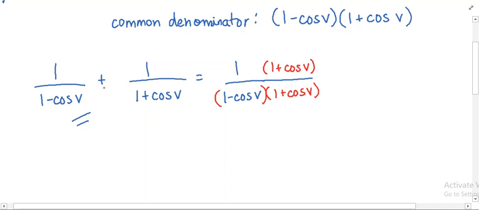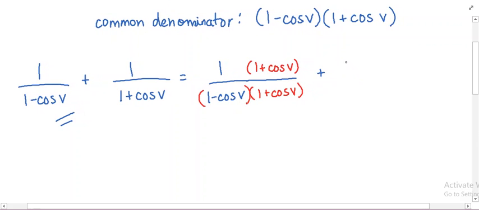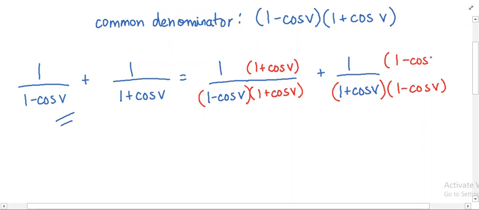Then we need to keep our plus sign in the middle, and we're going to have to do a similar kind of thing to the second fraction. The second fraction is 1 over 1 plus the cosine of v. We would love it if the denominator were 1 minus the cosine of v times 1 plus the cosine of v. So we've got part of it, the 1 plus cosine of v. To make that denominator what it needs to be, we need to multiply the bottom by 1 minus the cosine of v. If you do that to the bottom, you need to do it to the top so that you do not ultimately change the fraction. So here you go.